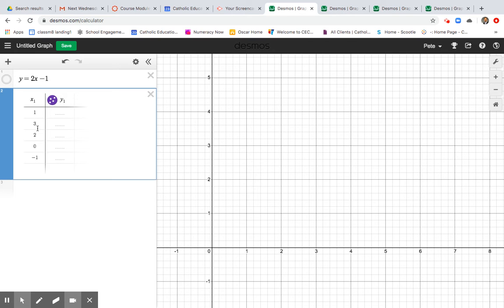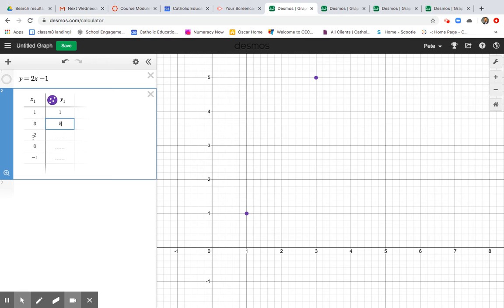We've got a whole heap of x values. So when x equals 1, it's 2 times 1 minus 1. So 2 times 1 is 2, minus 1 is 1. And here's our x equals 1, y equals 1. So all we're doing is plotting points. So when x equals 3, you get 2 times 3 is 6, minus 1 is 5. So when x equals 3, y equals 5.